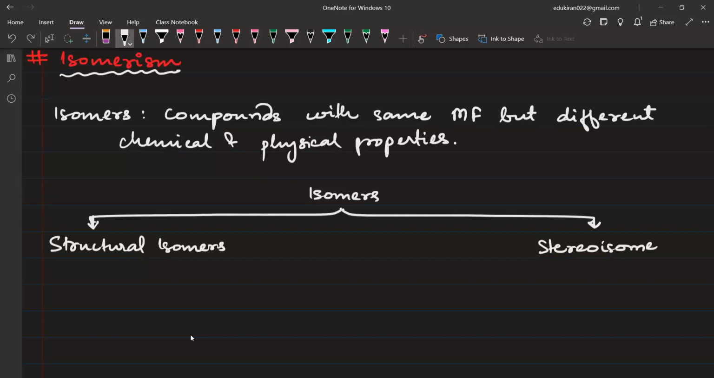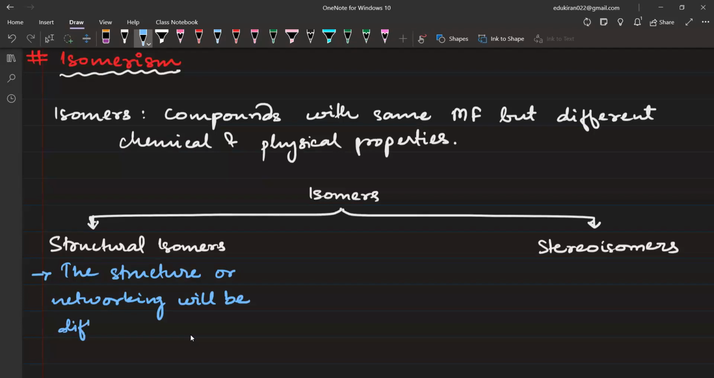Now, in the definition of isomer itself, the molecular formula will be same. So obviously structural isomers का भी molecular formula same होगा. In the stereoisomers also, the molecular formula will be the same, but what will differ? In structural isomers, the structure or networking will be different. मतलब बॉन्डिंग ही अलग हो जाएगी यहाँ पे, है ना? तो the atoms will be bonded to some different types of atoms, है ना? स्टीरियोआइसोमर्स में ऐसा कुछ नहीं होगा.